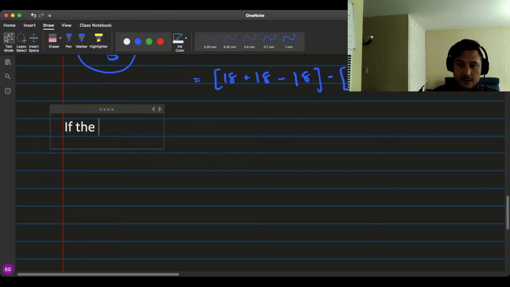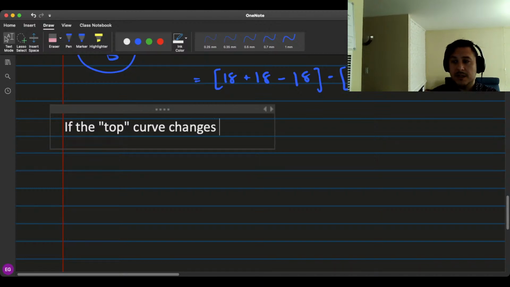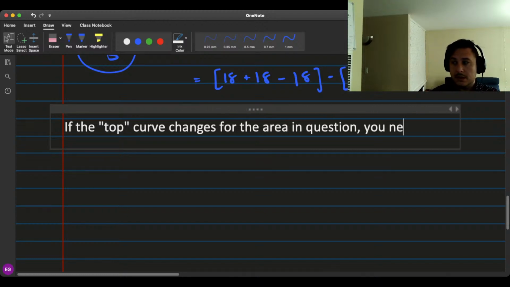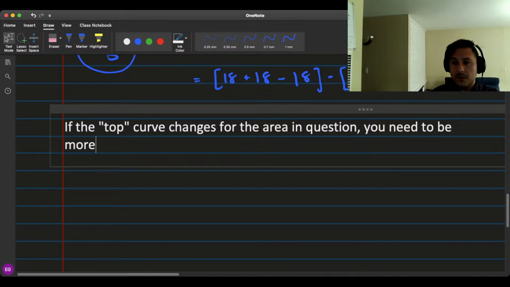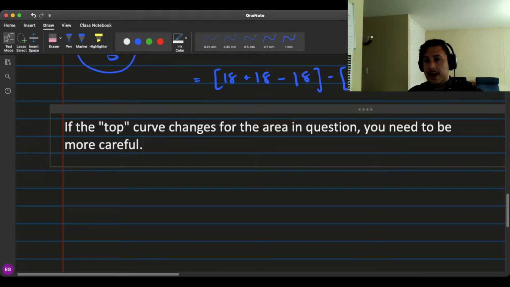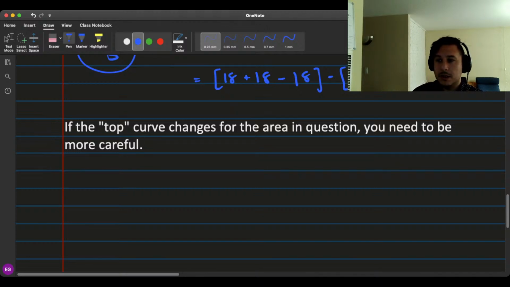If the top curve changes for the area in question, you need to be more careful. So what do I mean by that? Let's draw a little picture.